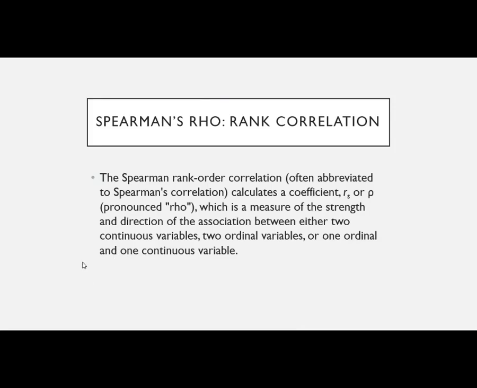Spearman's rho, which is rank correlation. Spearman rank order correlation, often abbreviated Spearman's correlation, calculates a coefficient r sub s. That's showing you that we're talking about Spearman's rho, not Pearson's r, or the Greek letter rho, which is a measure of the strength and direction of the association between either two continuous variables, two ordinal variables, or one ordinal and one continuous variable.